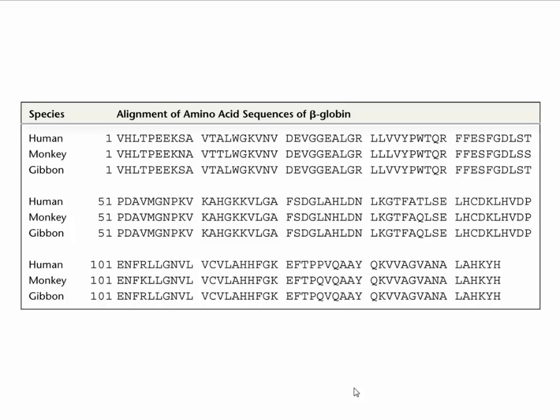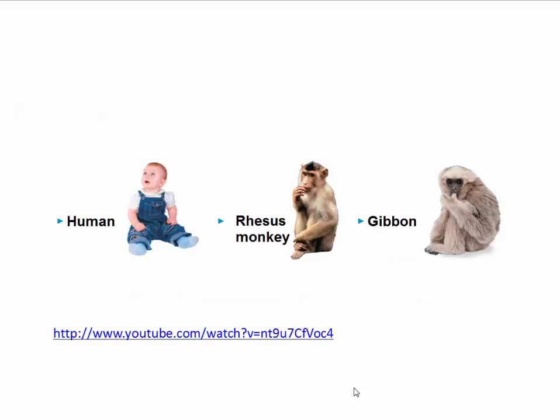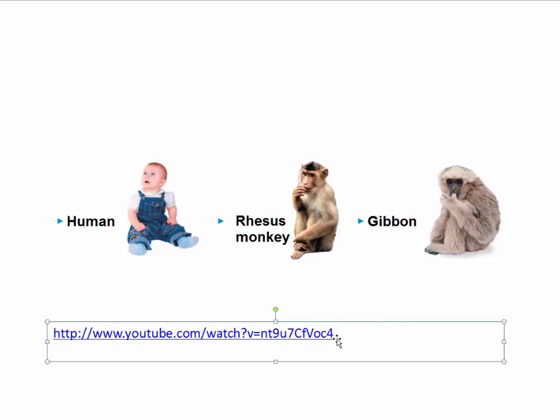When you look at the human alignment, it's VHLTPEEKSA. But when you look at the monkey alignment of the amino acid sequence, it looks exactly the same until you come to the end. Instead of KSA, it's KNA. And in the gibbon, there is no change from human to gibbon. That particular part is exactly the same. You can go down the entire genome of these three species and start making comparisons to see how similar we are to a monkey or a gibbon. There are some differences that result from just one protein change. Let's see if we can see what this is. Probably not, but let me just check.